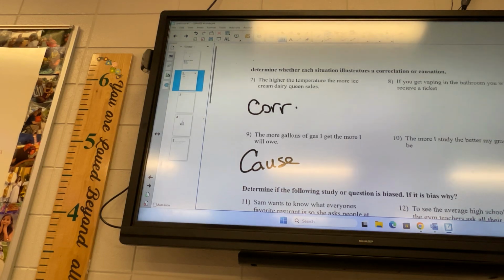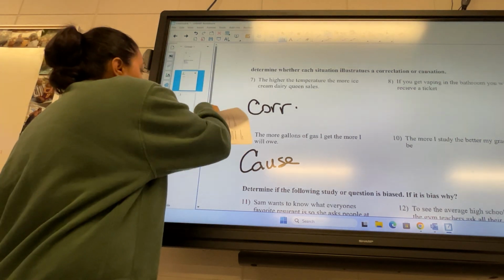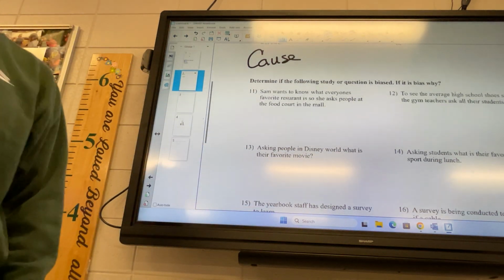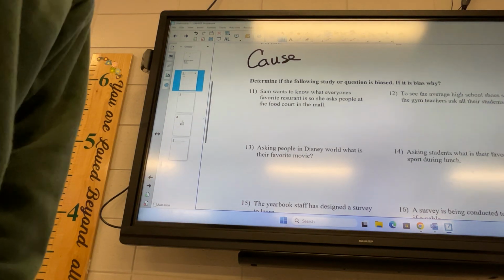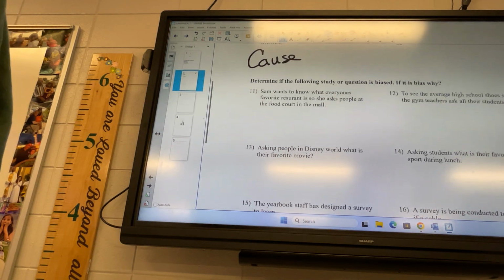Determine if the following study or question is biased. If it is, why? Sam wants to know what everyone's favorite restaurant is, so she asked people at the food court in the mall. Okay, is this study biased or not? A food court has multiple restaurants. It does? Are those all of the restaurants? No. So is there a problem?